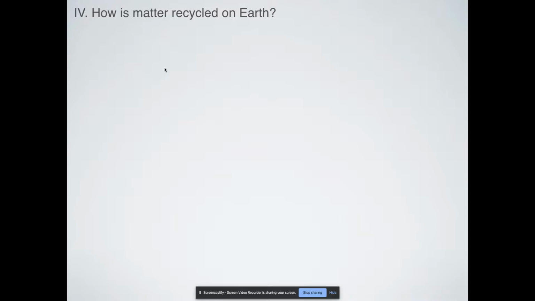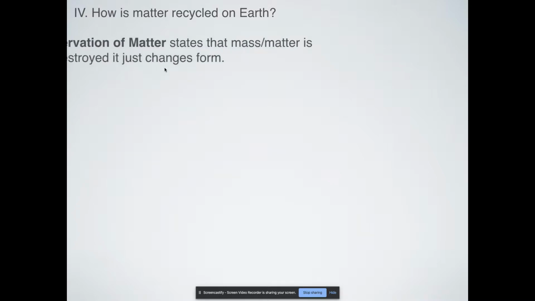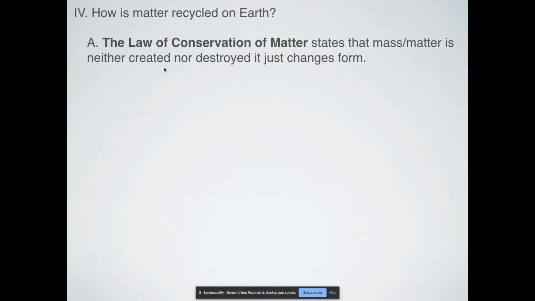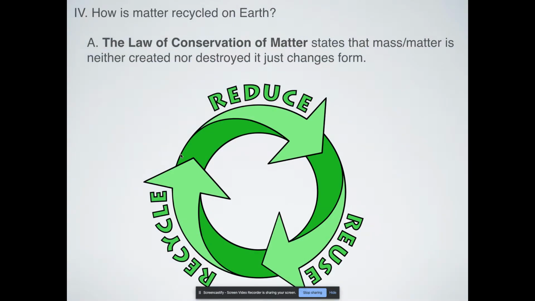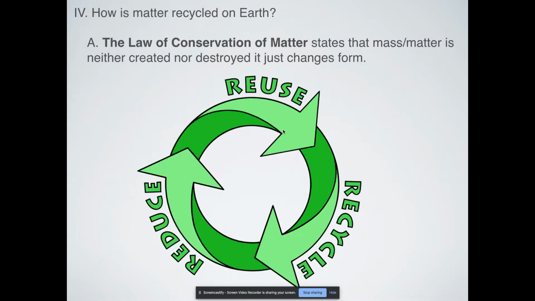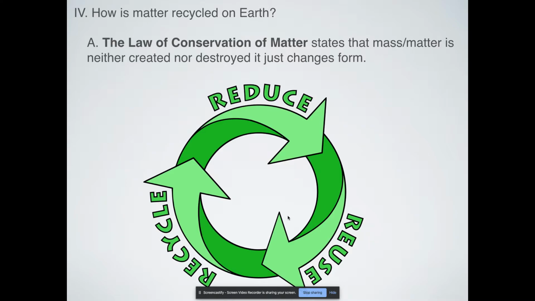Today, we're going to be looking at the recycling of matter on Earth. Specifically, it's the law of conservation, but this is kind of the biogeochemical application to all of that. Something you're probably aware of is, what is the law of conservation of matter? It says that mass or matter can't be created nor destroyed, it just changes form. So it's just recycled. Just like we have reduce, reuse, recycle, the Earth is constantly doing that with every element that makes you up.